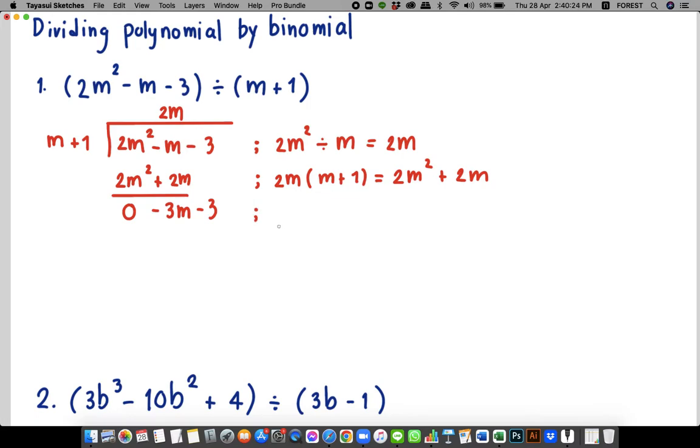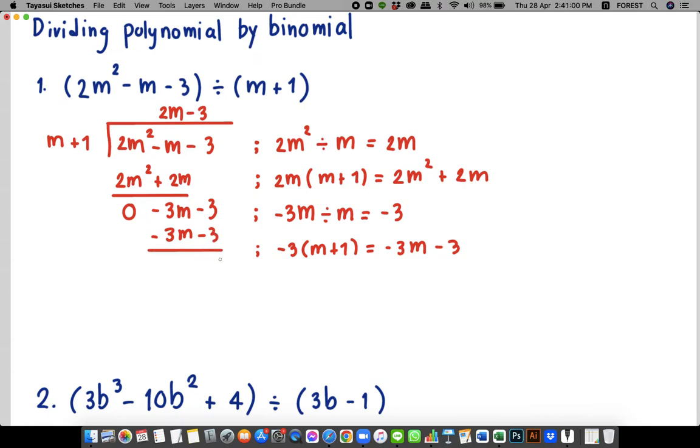Next, I'm going to do the same thing, that this time the first term of the dividend became negative 3m, divided by m. It is negative 3. So I will put negative 3 here, and I will find out what is negative 3 times m plus 1. It is negative 3m minus 3. I will put it here. And we have to subtract them. And finally, I got the remainder as 0.